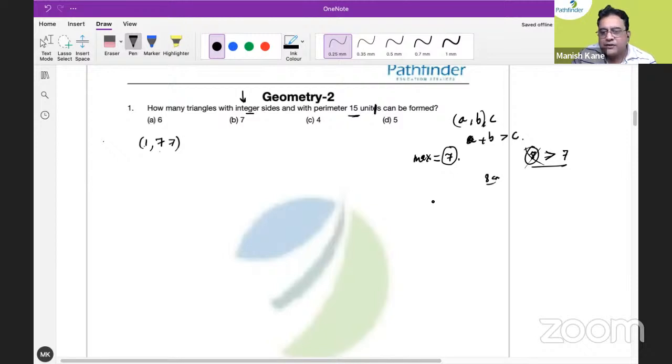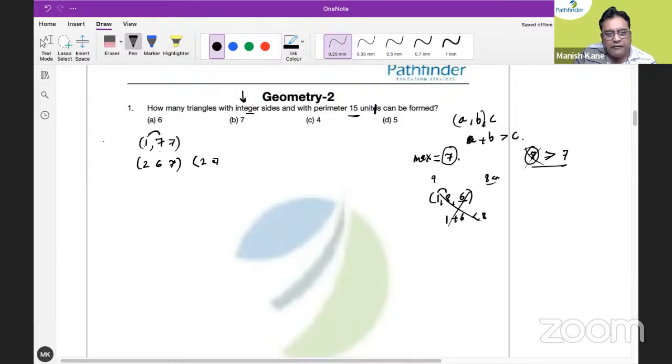Now, can I have a triangle with 1, 8, and something? No, because 1 and 8 give you 9 and the remaining side is 6. So you reach a condition where 1 plus 6 is less than 8 and this triangle cannot be formed. So you immediately move to the next larger integer, 2. Again, just as you did, 1 plus 7, 8, so you say 2 plus 6, 8, and 7, 15.